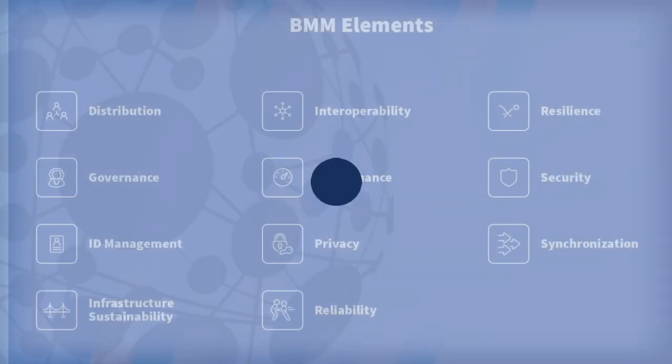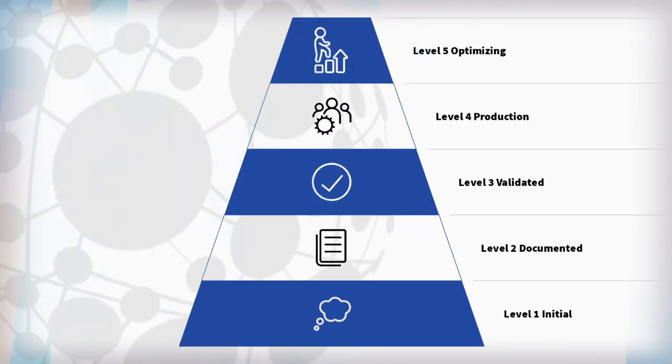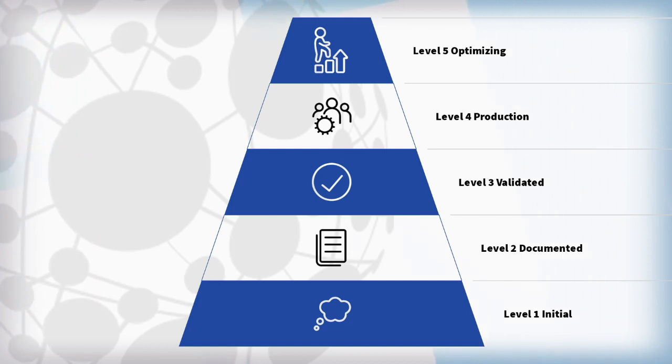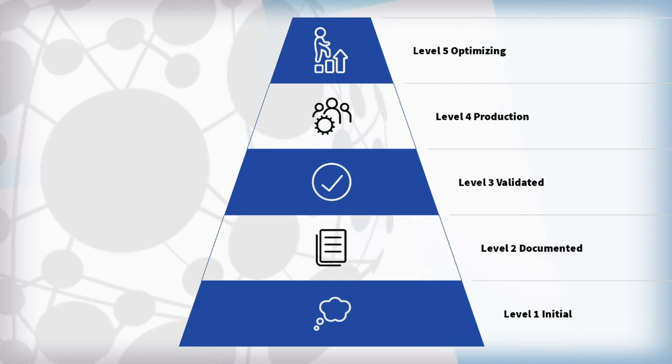Each element of the blockchain maturity model is divided into 5 levels of maturity. They are Level 1 initial, Level 2 documented, Level 3 validated, Level 4 production, and Level 5 optimizing. Let's look at each of these levels individually to understand the expectations at each level.